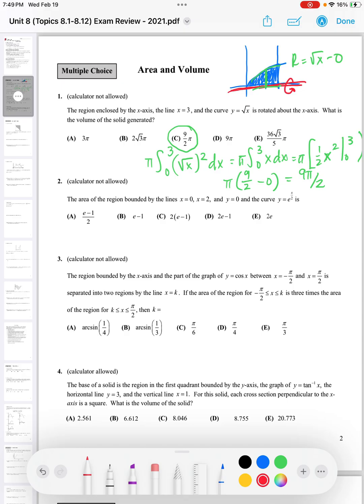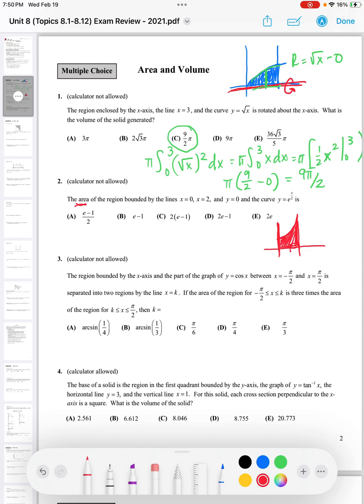All right, then for number 2, we're looking for the area, not a revolution, of the region bounded by x equals 0, x equals 2, y equals 0, which is going to be the x-axis, and e to the x over 2. Now, e to the x over 2 is going to be an exponential graph here. So it's going to look like this. And this is the area that we are trying to find, the area of this region.